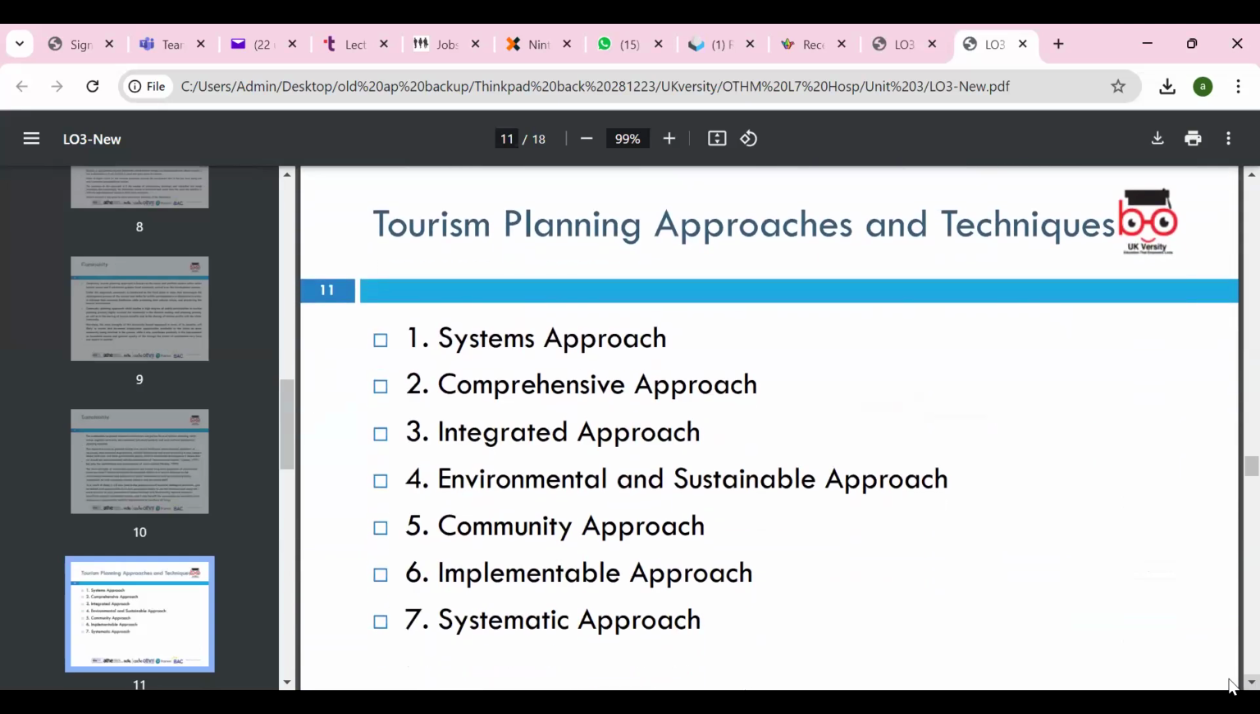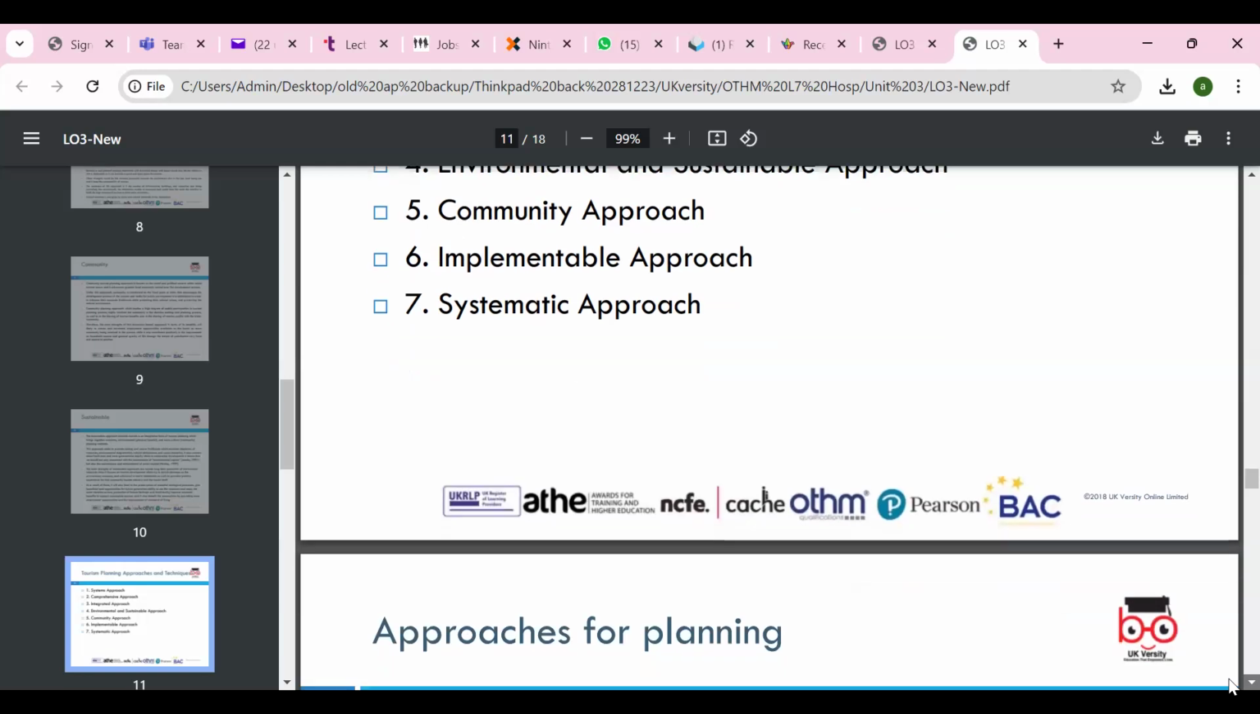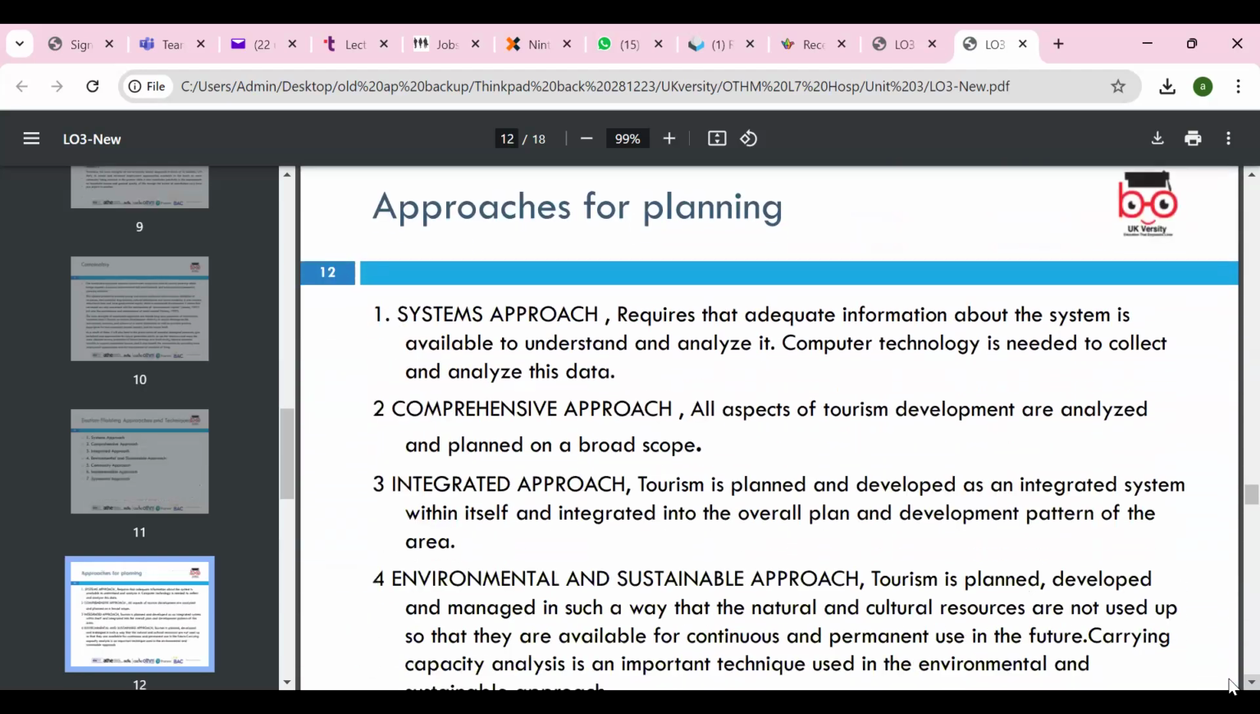Okay, next we're looking at tourism planning approaches and techniques: systematic approach, comprehensive approach, integrated approach, environmental sustainability, community-based approach, and implementation approach. When we look at approaches to planning, a systematic approach is required: adequate information about the system must be available, understood and analyzed, and computer technologies are needed to collect and analyze the data. In a comprehensive approach, we need to look at all aspects of tourism development being in alignment, planned on a broad scope, and an integrated approach with the tourism planning, which needs to be developed.